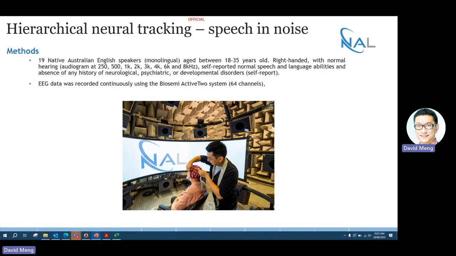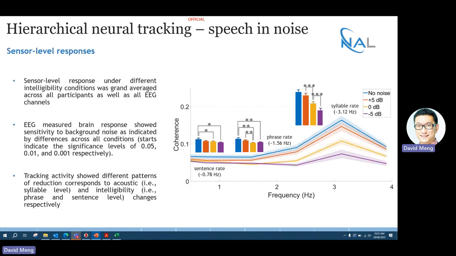In our study, we tested 19 participants and recorded EEG data from them to evaluate the sensitivity of this tracking response to changes in background noise by introducing multi-talker babble noise to the speech material. Our results showed that the tracking response is indeed sensitive to changes in background noise.